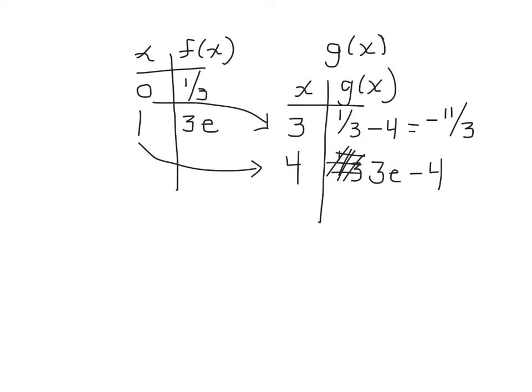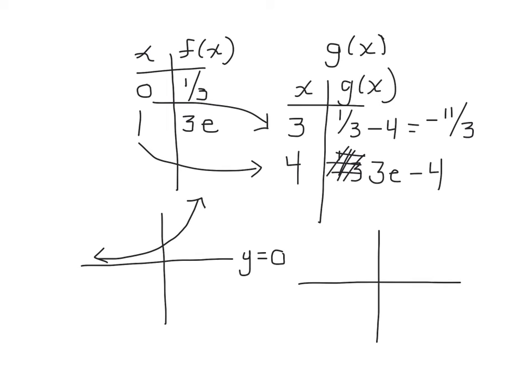Now, every exponential growth function we know has an asymptote at y equals 0. Because g of x is going down 4, then instead of having an asymptote at y equals 0, we're going to have an asymptote at y equals negative 4.